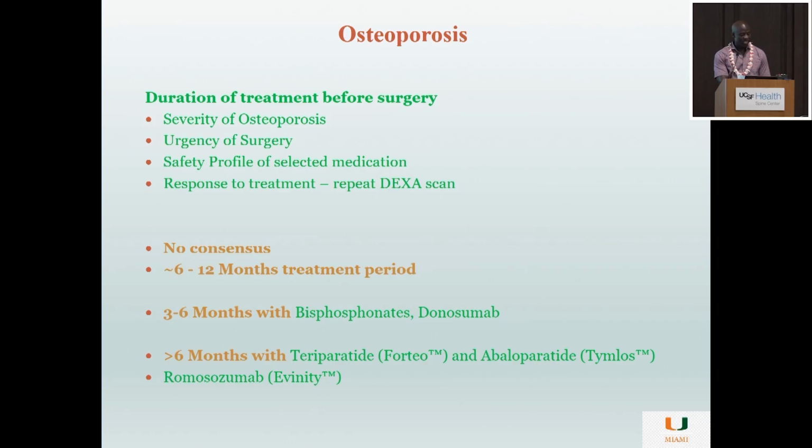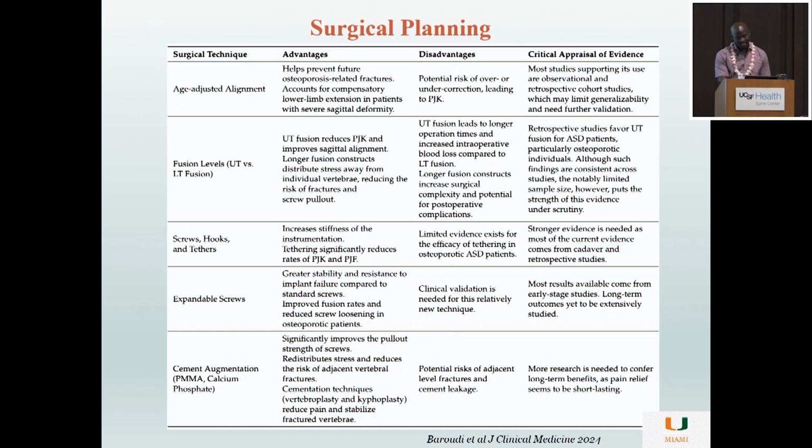On average, some of the studies out there show between 6 to 12 months. But if you break it down by anti-resorptive agents versus anabolic agents, for the anti-resorptive agents, based on studies, you only require maybe about 3 to 6 months before proceeding with surgery. And you can continue most of these medications through surgery and not stop them before or after surgery, as we do with certain medications. For the anabolic agents, the evidence supports treating for greater than 6 months before you proceed with surgery. And this is another table from the same study I showed you, looking at surgical planning.